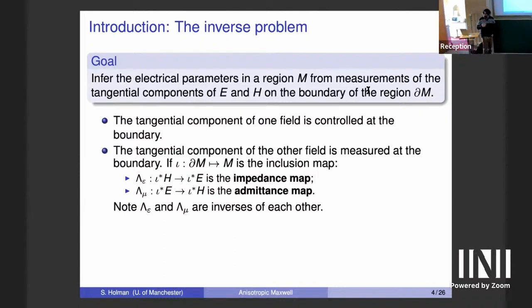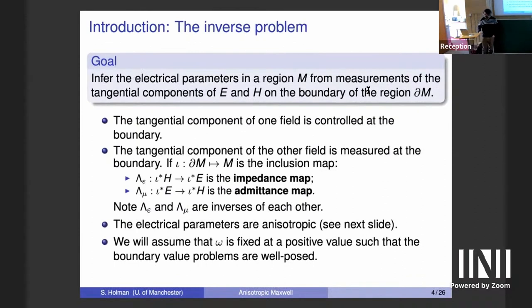And so these are the maps we want to consider. Assume that we have knowledge of these maps. So if we were to put in any magnetic field, we would get a tangential component of the electric field. We could do that for many different magnetic fields and then try to determine epsilon and mu from that information. And this goes to Benke's comment: the electrical parameters are anisotropic, which is one of the key things. This problem has been studied for the isotropic case, where epsilon and mu are scalars. The new thing here, which is in the title of the talk, is that they're anisotropic.